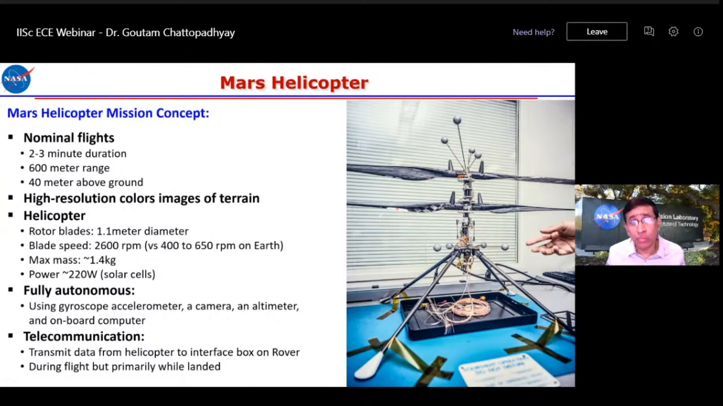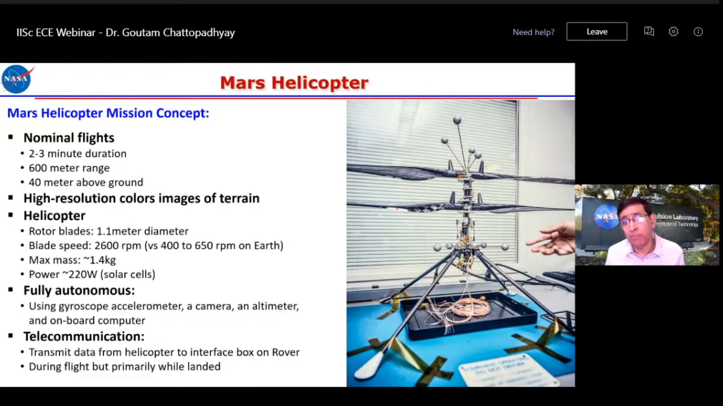The entire helicopter weighs 1.4 kilograms. It needs about 202 watts of power. So it has some solar cells, and also a battery that it charges from the rover. But again, you cannot slap on a huge battery because then the weight will go up. And we actually tested everything in our lab in a Mars kind of environment, with this light atmosphere and everything. And there we flew this and it works well.